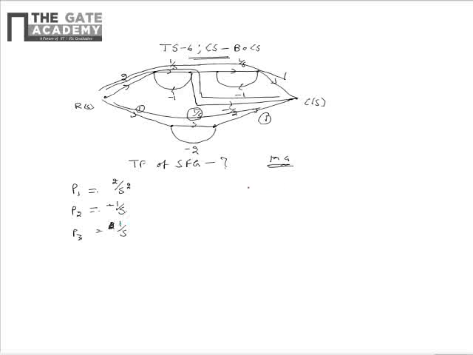Now let us consider the three individual loops. The loop gain of L1 is minus 1 by S. The loop gain of L2 is minus 1 by S. And the loop gain of L3 is minus 2 by S.